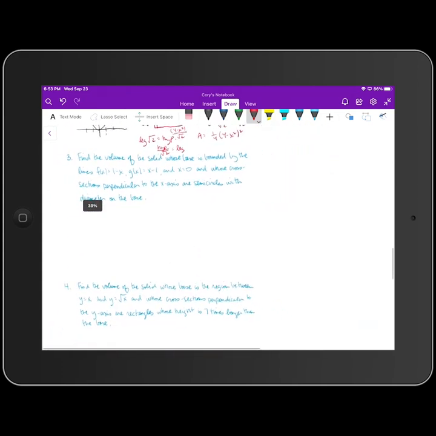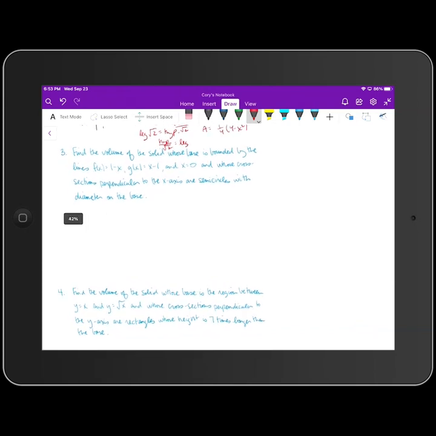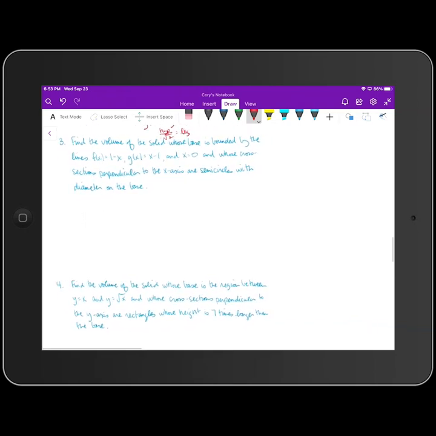Okay, so I'm going to have you guys copy the next two problems down. So the directions for the first say to find the volume of the solid whose base is bounded by the lines f of x equal to 1 minus x, g of x is equal to x minus 1, and x is equal to 0, and whose cross sections perpendicular to the x-axis are semicircles with diameter on the base.